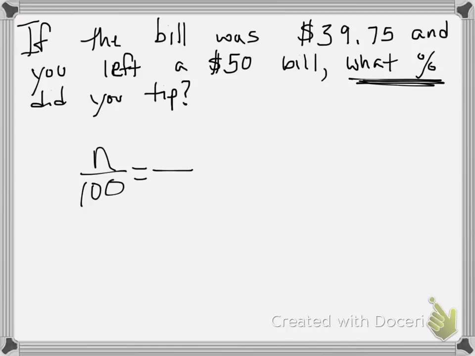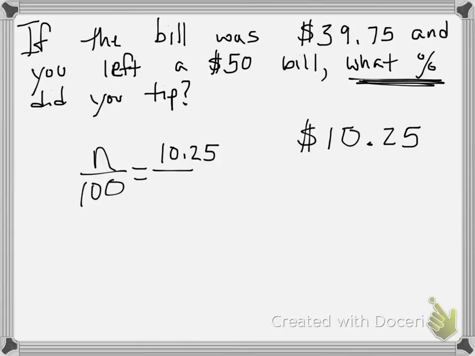Now, careful. We're not just going to put in $39.75 and $50. How much actual dollars was left behind as a tip? Well, the bill was $39.75 and they left a $50 bill. So the difference between $39.75 and $50, that is the actual dollar amount. If I subtracted those two numbers, I would see that they actually left $10.25. That's the tip in dollars. We don't know the percent yet, but that's going to go here.